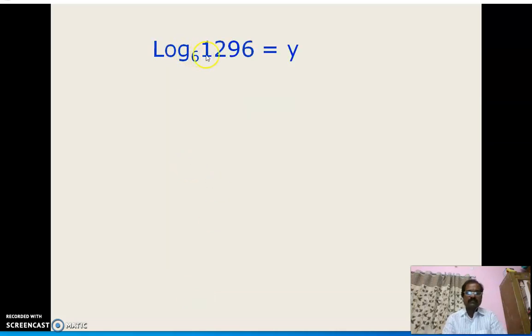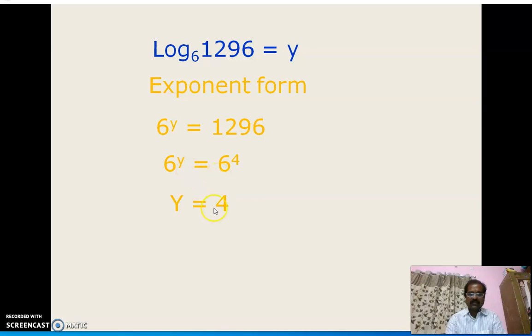We can do another problem. Log 1296 to the base 6 is equal to y. We can convert into exponential form: 6 to the power of y is equal to 1296. This 1296 we convert into base 6. 6 to the power of y is equal to 6 to the power of 4, where the bases are equal and the powers should be equated. Y is equal to 4.